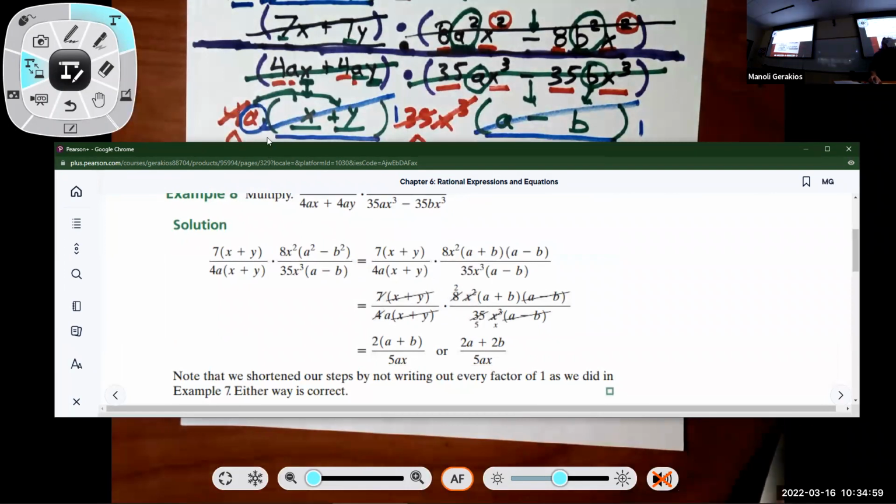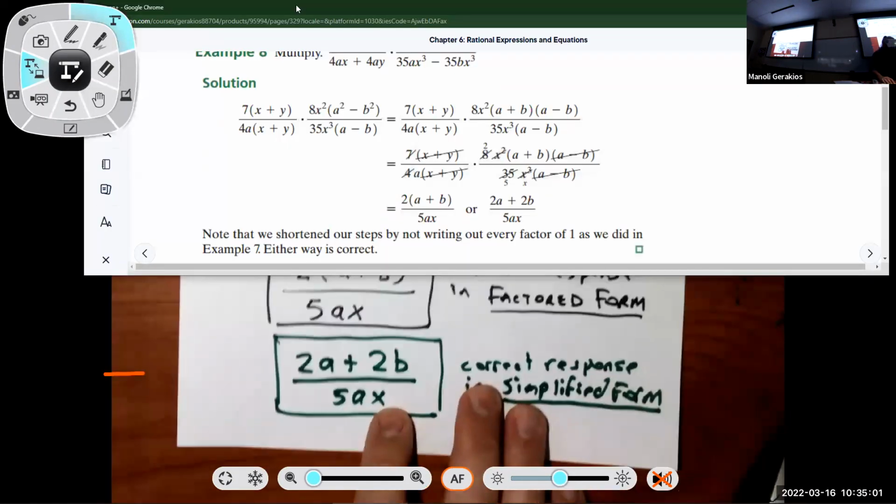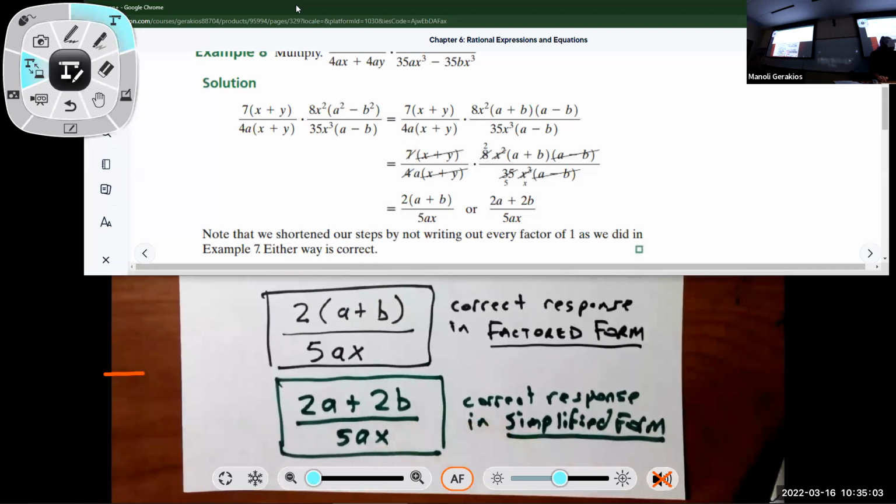Yes, sir, Alex. Like that, Alex? So again, that's factored form because the 2 hasn't been distributed. Here's simplified form. Okay.